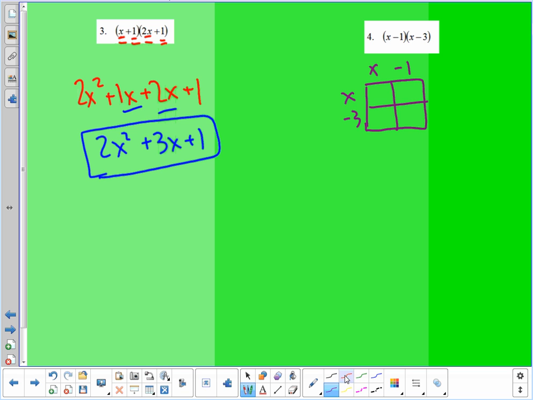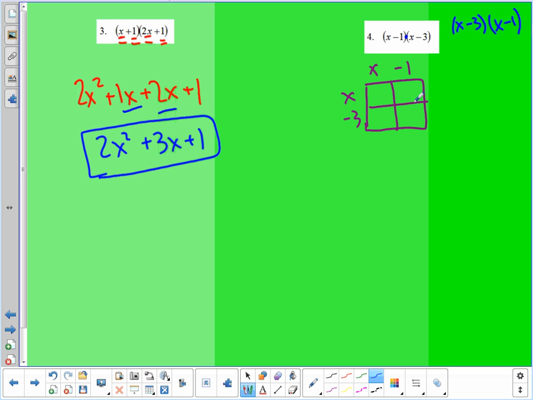Now, one other thing you might be asking is, does it matter where I put the x minus 1 and the x minus 3? And the real answer to that is no, it doesn't, because we can multiply in any order. I could just as easily have written this x minus 3 times x minus 1 and get the same answer. So I can flip-flop these and get the same answer.